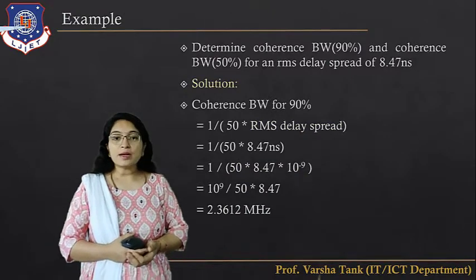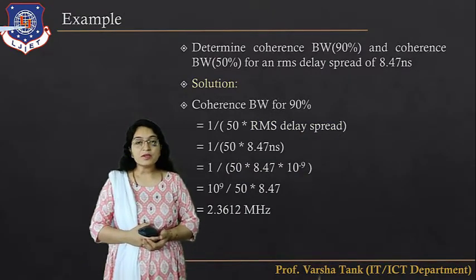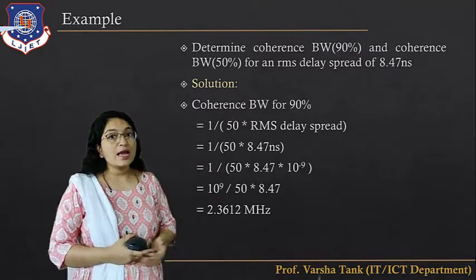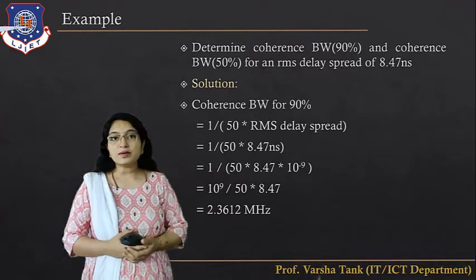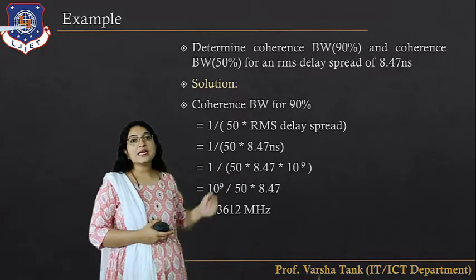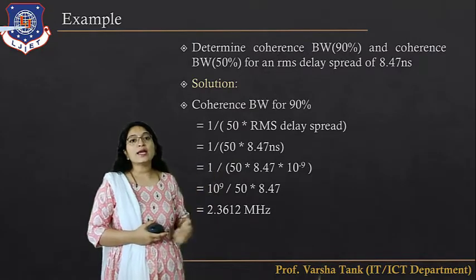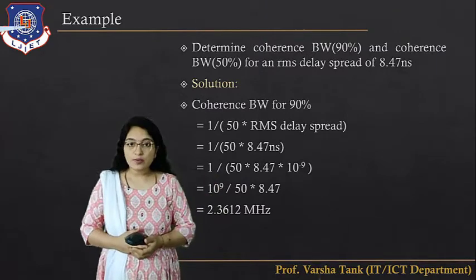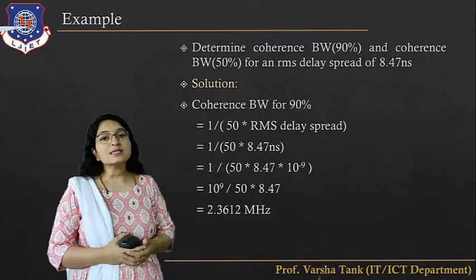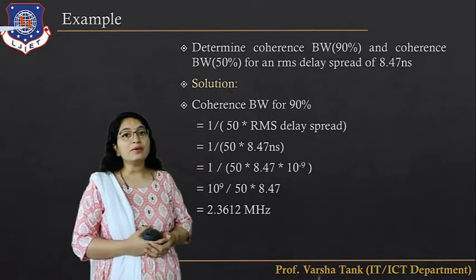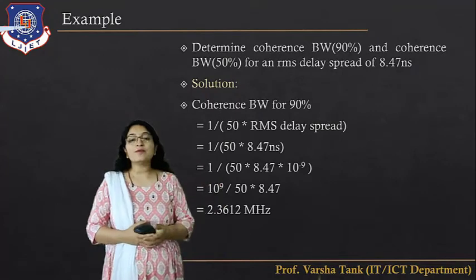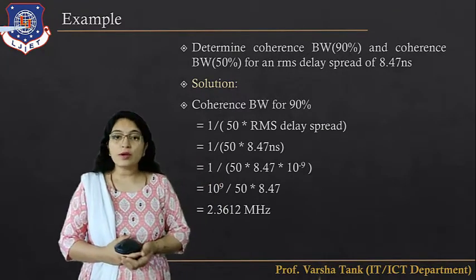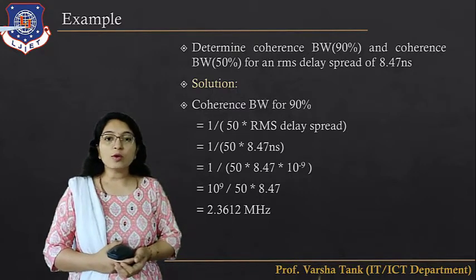Now let's see an example related to this coherence bandwidth. Determine the coherence bandwidth at 90% and the coherence bandwidth at 50% for an RMS delay spread of 8.47 nanoseconds. RMS is root mean square. So for this RMS delay spread, we have to find the bandwidth for 90% and for 50%. All of you know the formula for this, so let's put the values in.